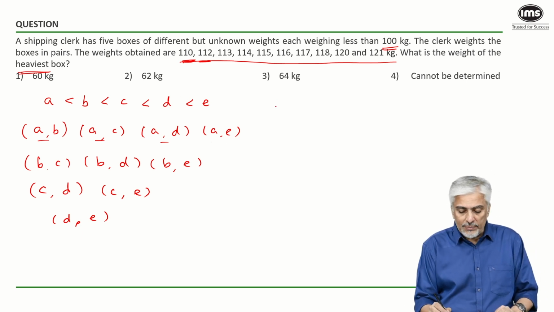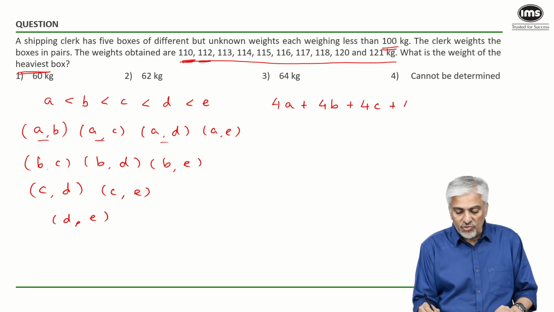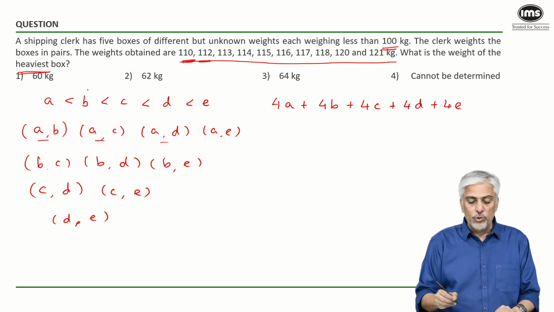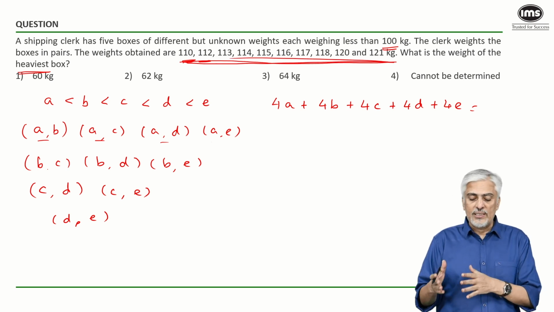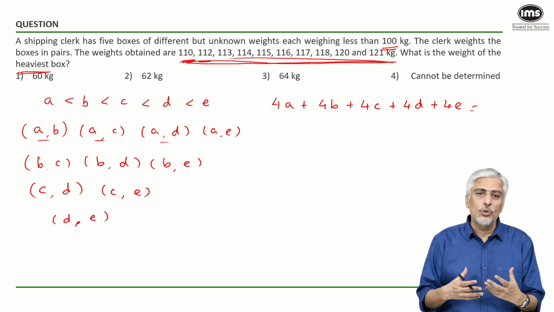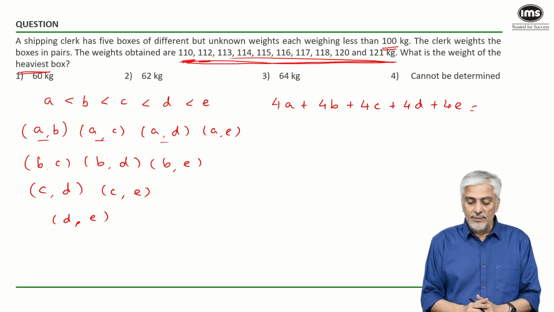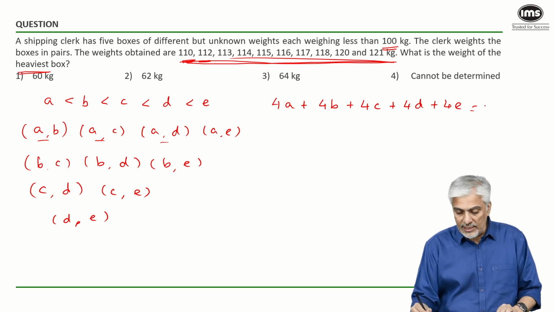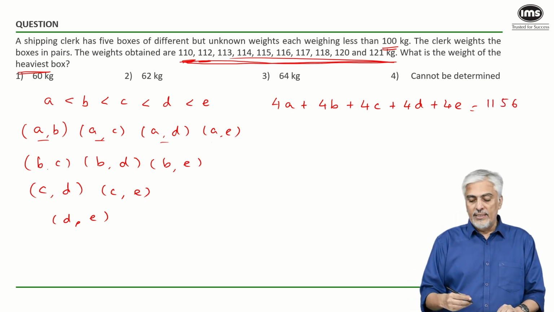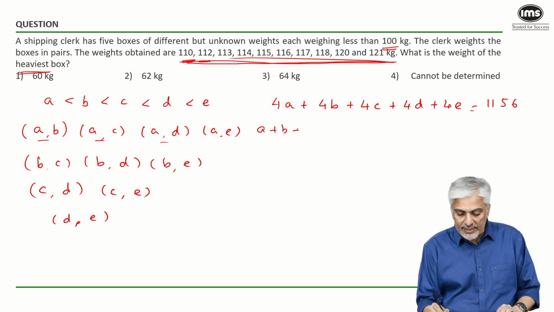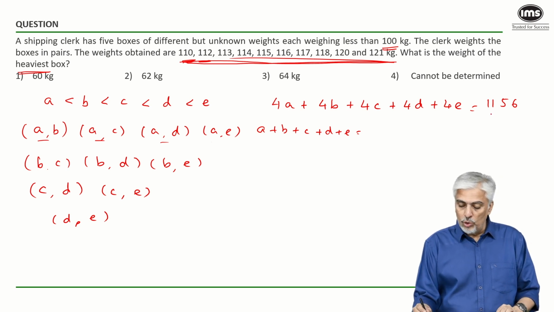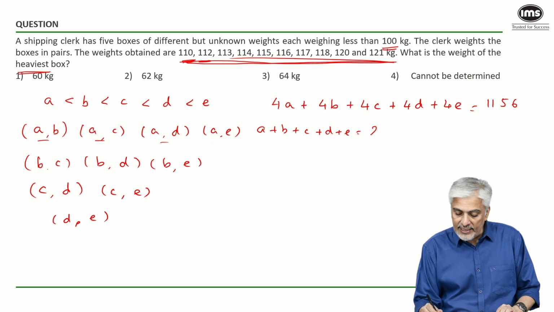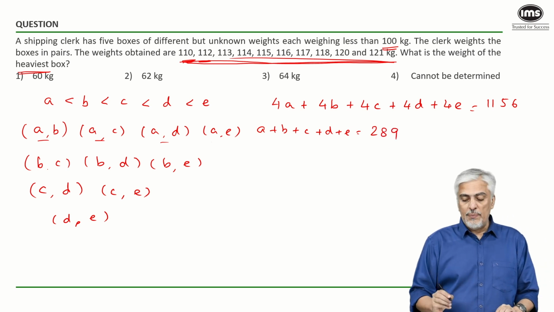Now, I add all of them. I'll get 4 times A plus 4 times B plus 4 times C plus 4 times D and 4 times E, because everything has come 4 times. It will be the total of all these numbers, that is 110 plus 112 plus 113. Well, I've already counted that and kept it, so you can just total it up. Obviously, it is more than 1000. In fact, more than 1100 also. If you total this up, it comes out to be 1156. Divide that by 4, so you'll get A plus B plus C plus D plus E is 1156 divided by 4. That will be 4 2s are 8, 4 8s and 4 9s are 289. A plus B plus C plus D plus E is 289.